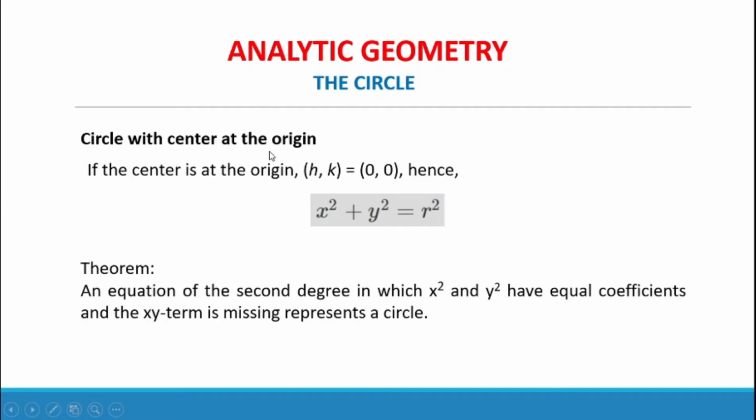Circle with center at the origin. If the center is at the origin, h comma k, or 0 comma 0, hence x squared plus y squared is equal to r squared. And for the theorem, an equation of the second degree in which x squared and y squared have equal coefficients and the xy term is missing represents a circle.